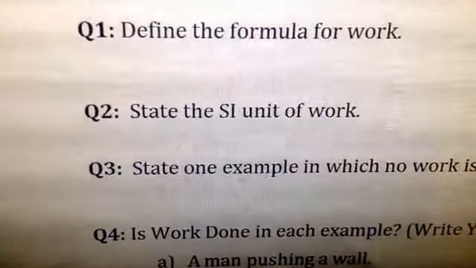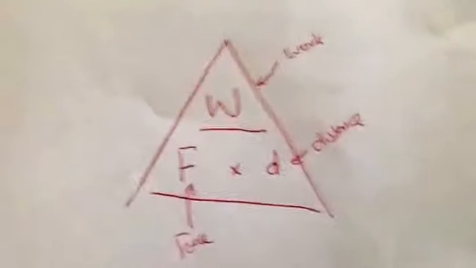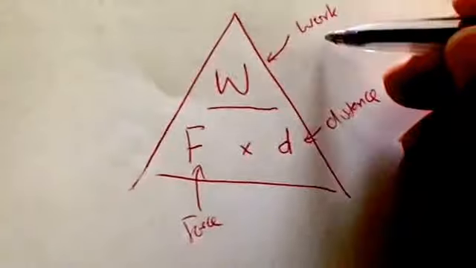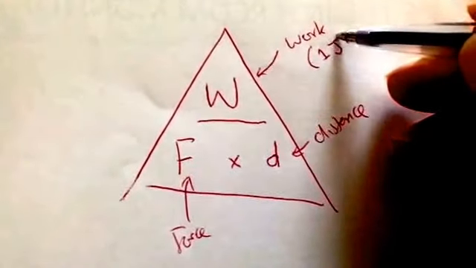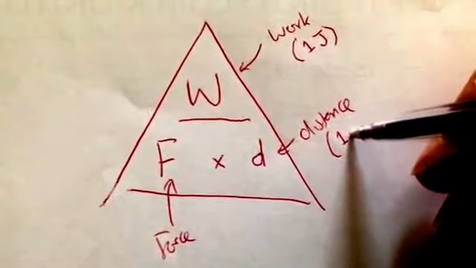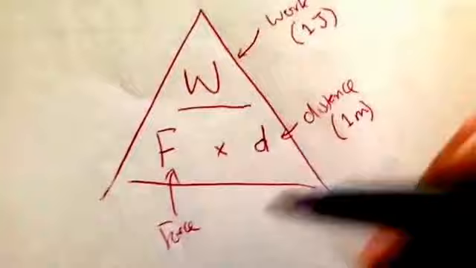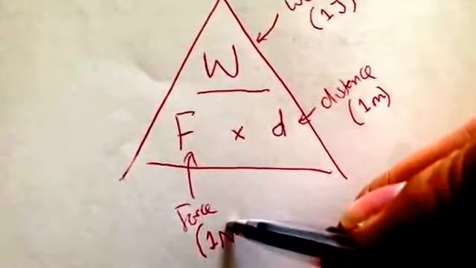And the units, where it says the SI unit, is joules. So you do 1 joule as your answer. Distance, the unit for example, is 1 meter. And for force, the units are newtons.